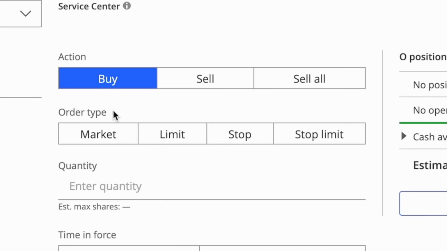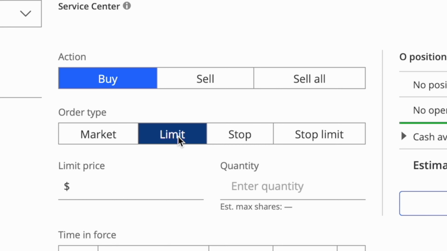But right here, this order type part, this is where it gets weird. Market order, limit, stop limit. What does any of that mean? It's definitely confusing the first time you go through it. We're going to go through each one individually, and after the next few minutes, it's going to make sense. All right, first up, market order.